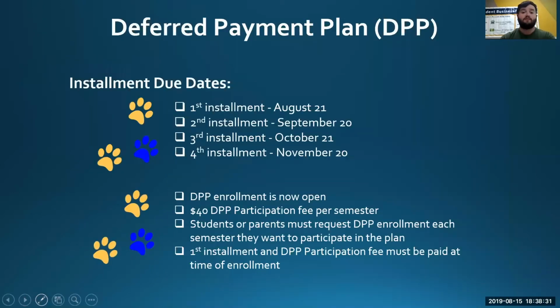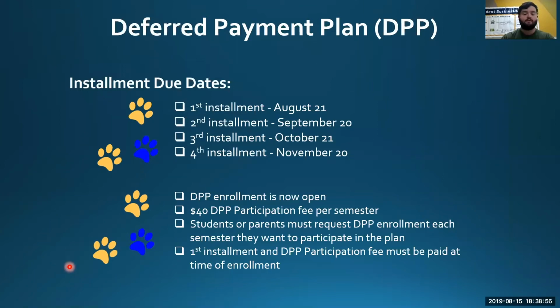Okay, just more information on the plan. These are the installment due dates: August 21st, September 20th, October 21st, and November 20th. So DPP is a per semester service. If I want to use it this semester, I would. If I don't want to use it next semester, I won't. But every semester I do sign up for it, I do have to pay that $40 participation fee.